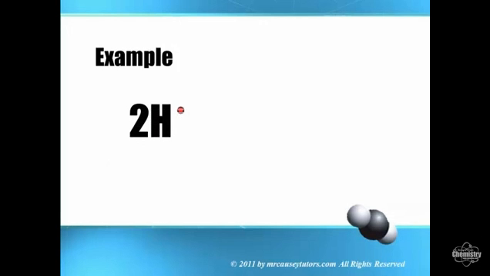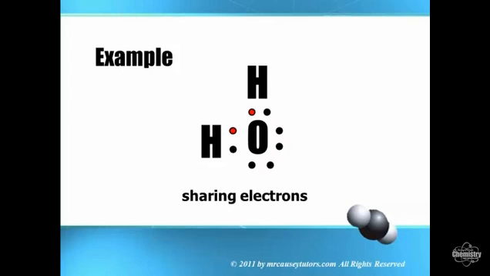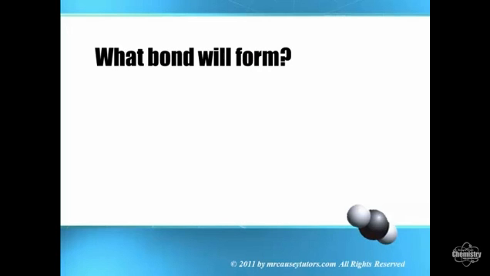Here's an example. We have some hydrogen and some oxygen. Now notice oxygen wants 2 electrons, and so we have to have 2 hydrogens. But by sharing electrons, that gives hydrogen its duet, and it gives oxygen its octet. So everybody's happy.